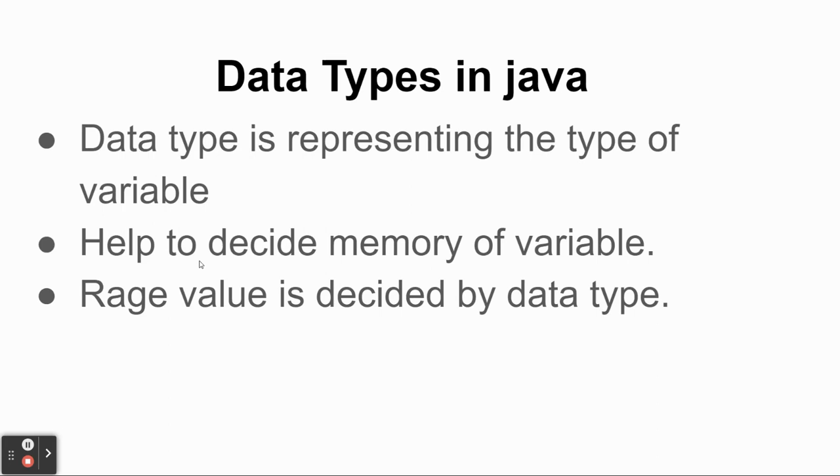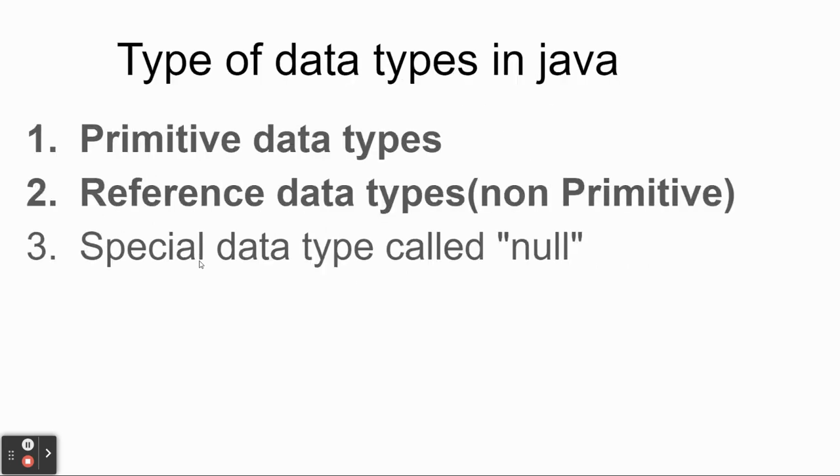So this is about the data type. First, data type is used to represent the type of variable. Data type helps to decide the memory. And data type helps to decide the ranges as well. Now next, how many data types are available?